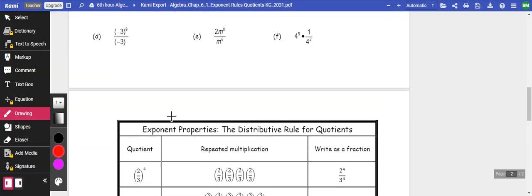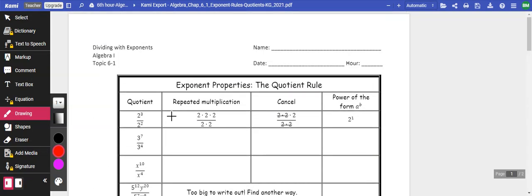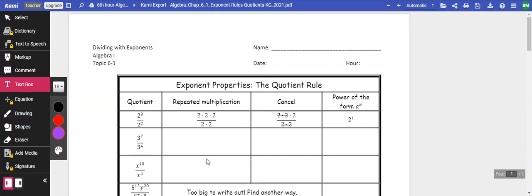We are looking at, sorry, this is scrolled way down, the quotient rule. And we're going to talk about how this works. So we're just going to look at this first one real quick. We've got 2 cubed over 2 squared. So that's 2 times 2 times 2 over 2 times 2. And then if you look, we're canceling out what's on the top and the bottom, leaving us with 2 to the first. And just through this, we're going to figure out what the rule is.